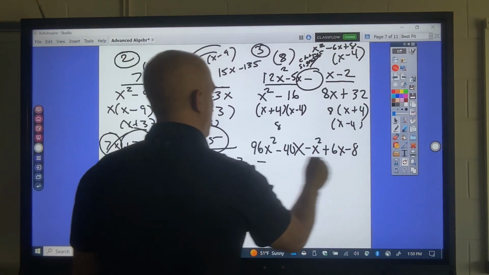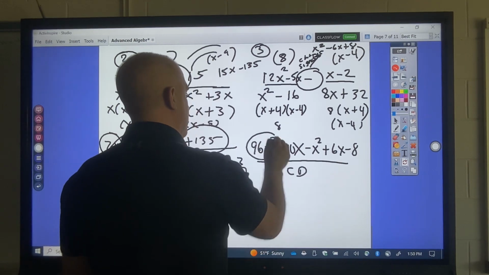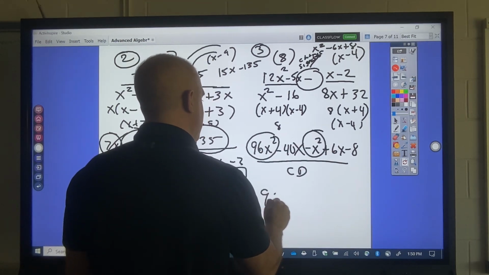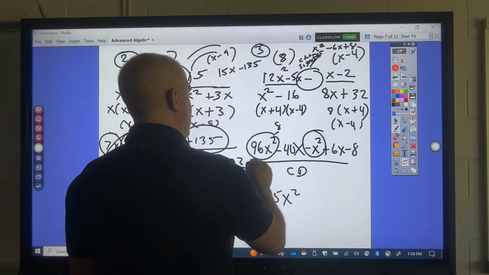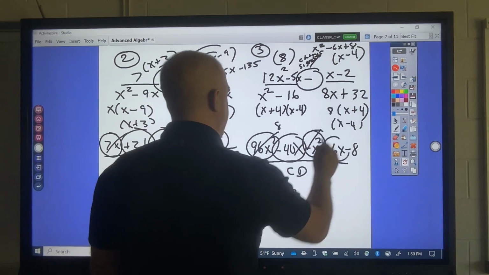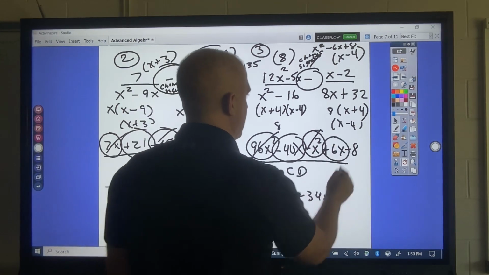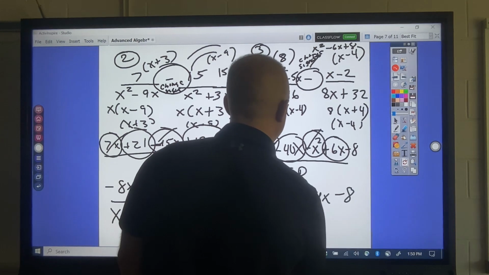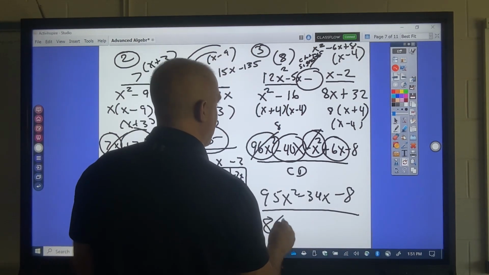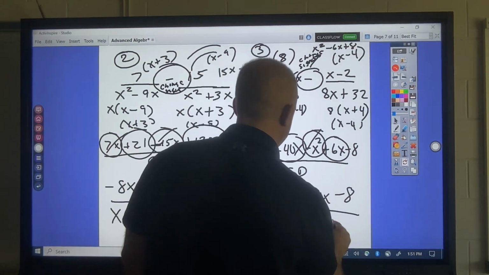Okay? All over my common denominator. This and this are like terms. It's going to be 95x squared. All right? This and this are like terms. It's going to be negative 34x. And that is going to be negative 8 all over my common denominator, which is 8x plus 4, x minus 4.